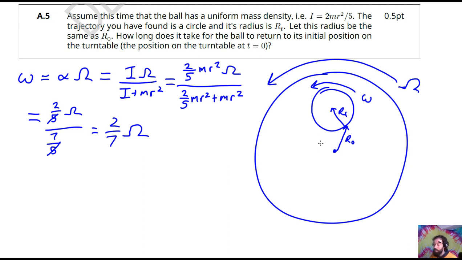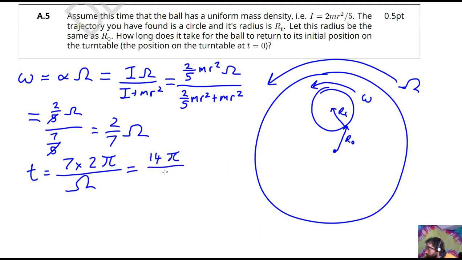That guarantees that it will be back at the same position in the lab frame, but also exactly the same position on the turntable, because they've both returned to their initial positions. So we just need 7 complete turns, and the time for that is 7 multiplied by 2 pi, because that's the number of radians for a full rotation, divided by the angular frequency, because the faster you're moving, the less time it takes. And so we get 14 pi over omega as the time to return.